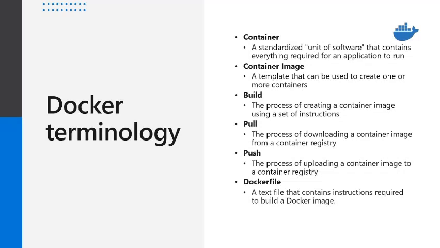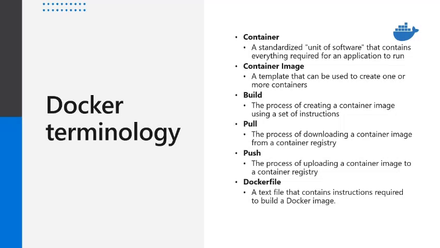Then build. This refers to action of building a container image based on the information and context provided by its Docker file, plus additional files in the folder where the image is built. You can build images by using the Docker build command. Then there is pull, which refers to the process of downloading container image from the container registry. There is push, which refers to pushing or uploading the container image to the container registry.